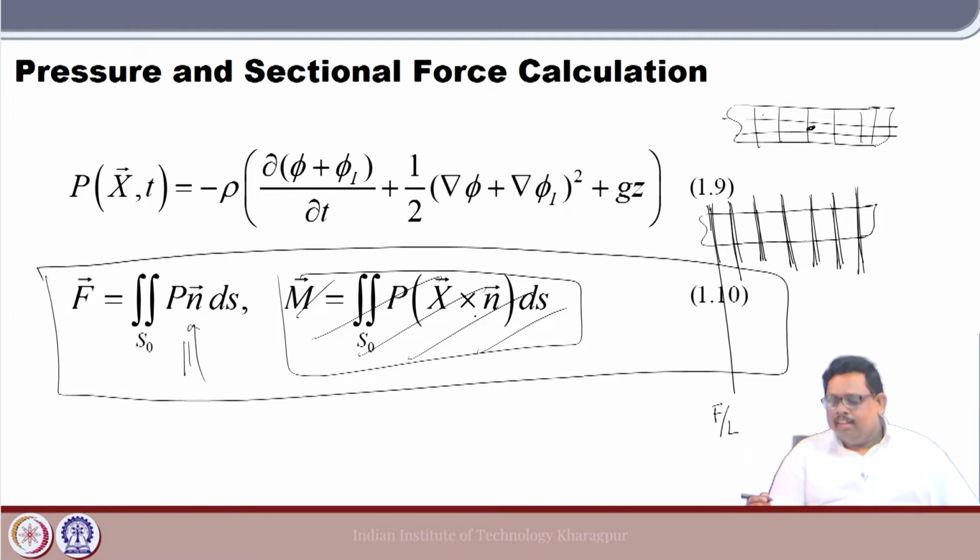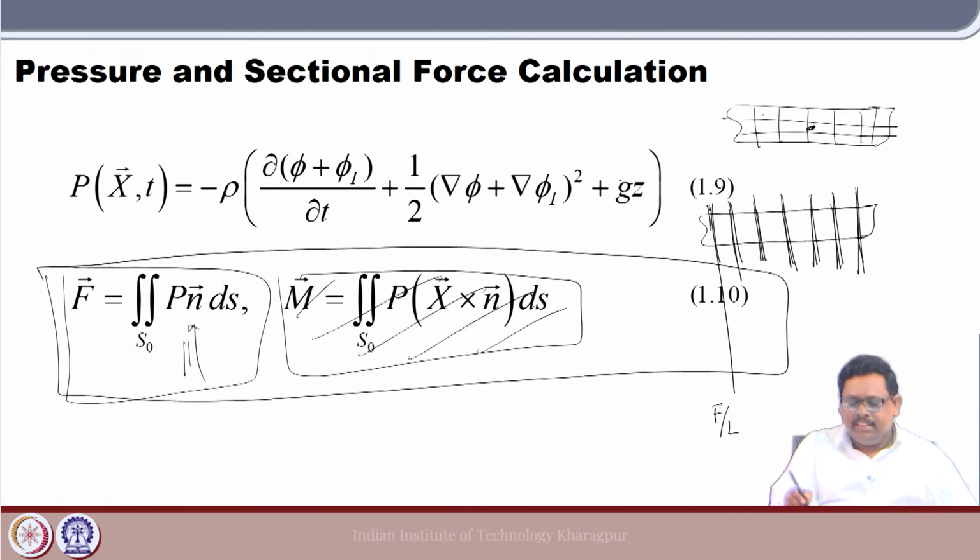Anyway, the problem now is how I can find the sectional force. I know how to find the total force. I have this expression, the pressure term over here. So I integrate the pressure dot n over the body. If I write it in discretized form, it should be F equal to the summation, i equal to 1 to n.